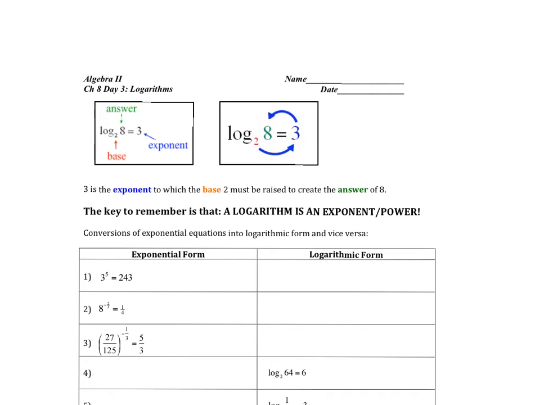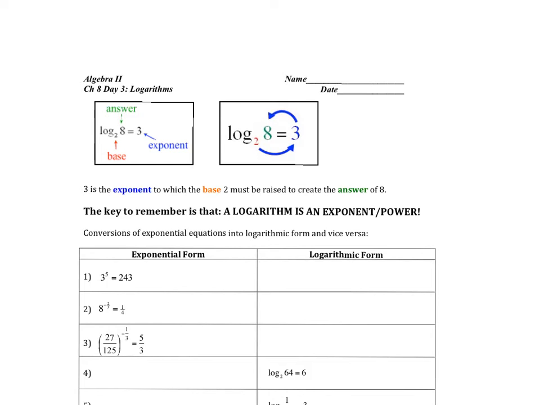Okay, so here, as I mentioned on the page before, you have that the base is a small number written as a subscript of log. 8 is your answer or your argument equaling your exponent. So you can kind of see where the base goes here, it's color coded, where your answer or your argument goes, and where your exponents go.